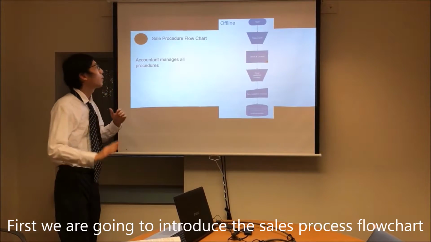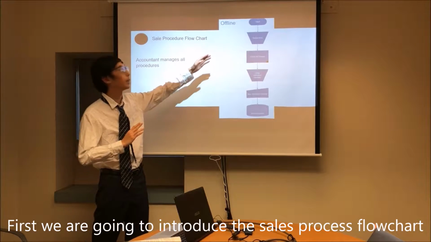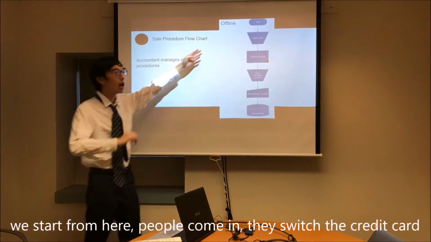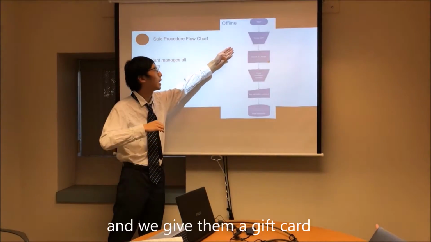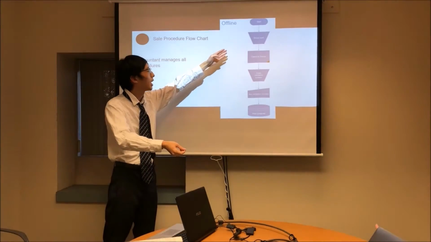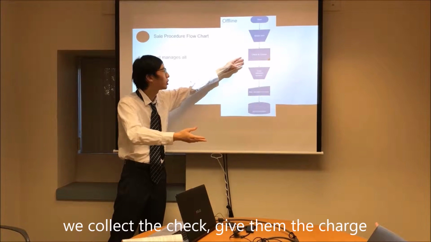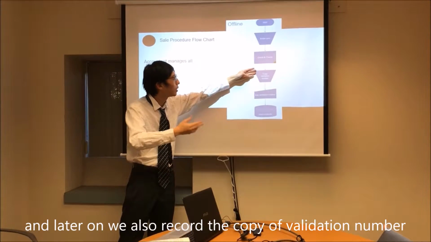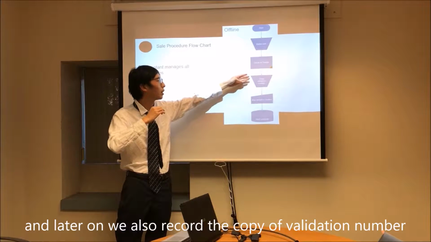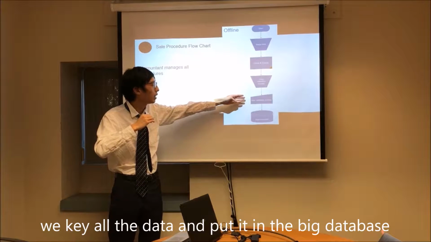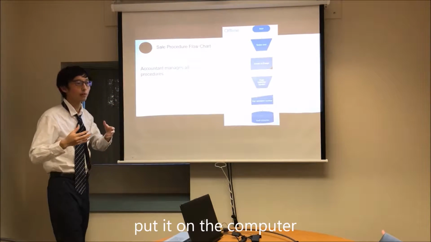So first, we're going to introduce the sales process flowchart. Here, we start from here, and people come in, they swipe the credit card, and we give them a gift card, and we collect the check and give them the charge. Later on we also record a copy of the validation number, and then we key in all the data and put it in the database, on the computer.